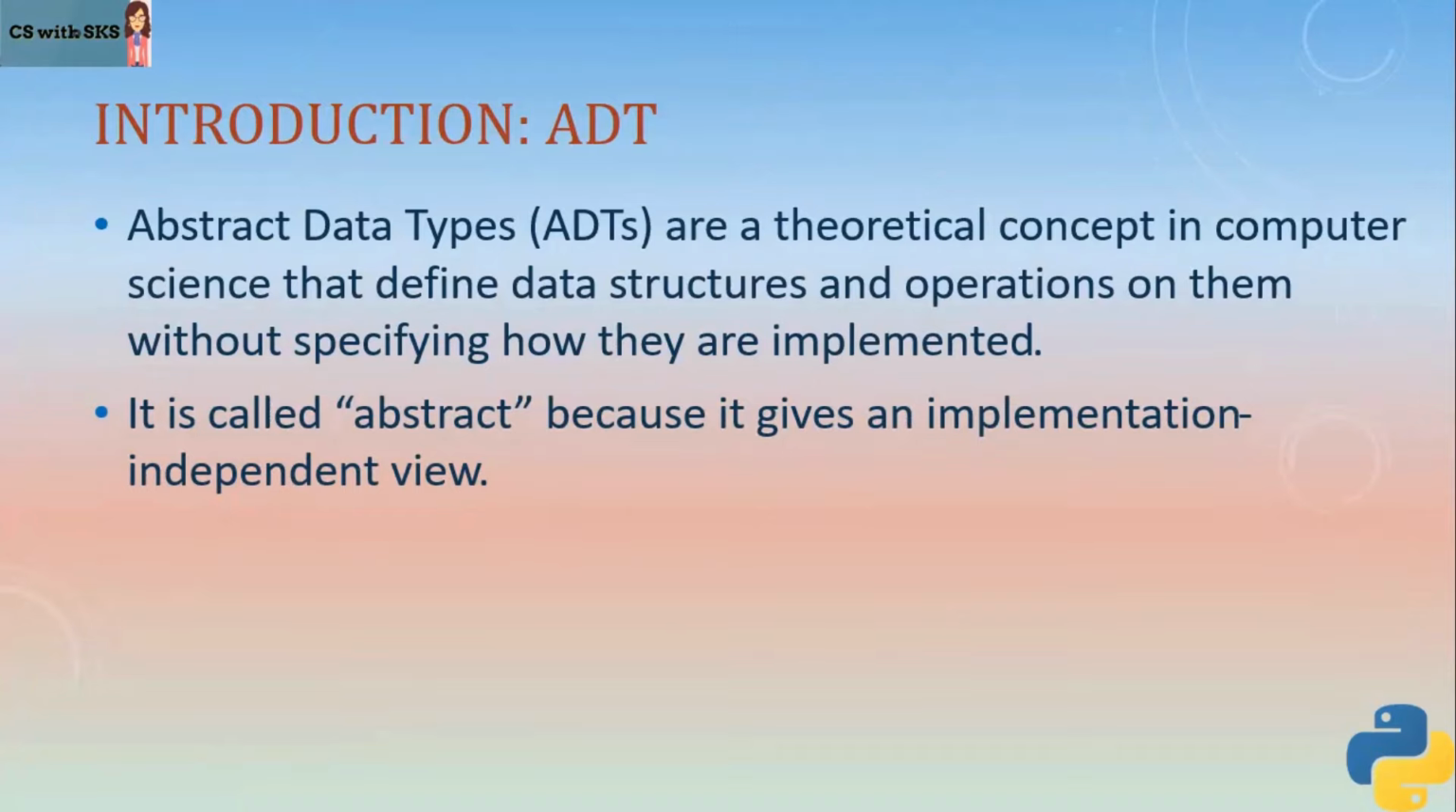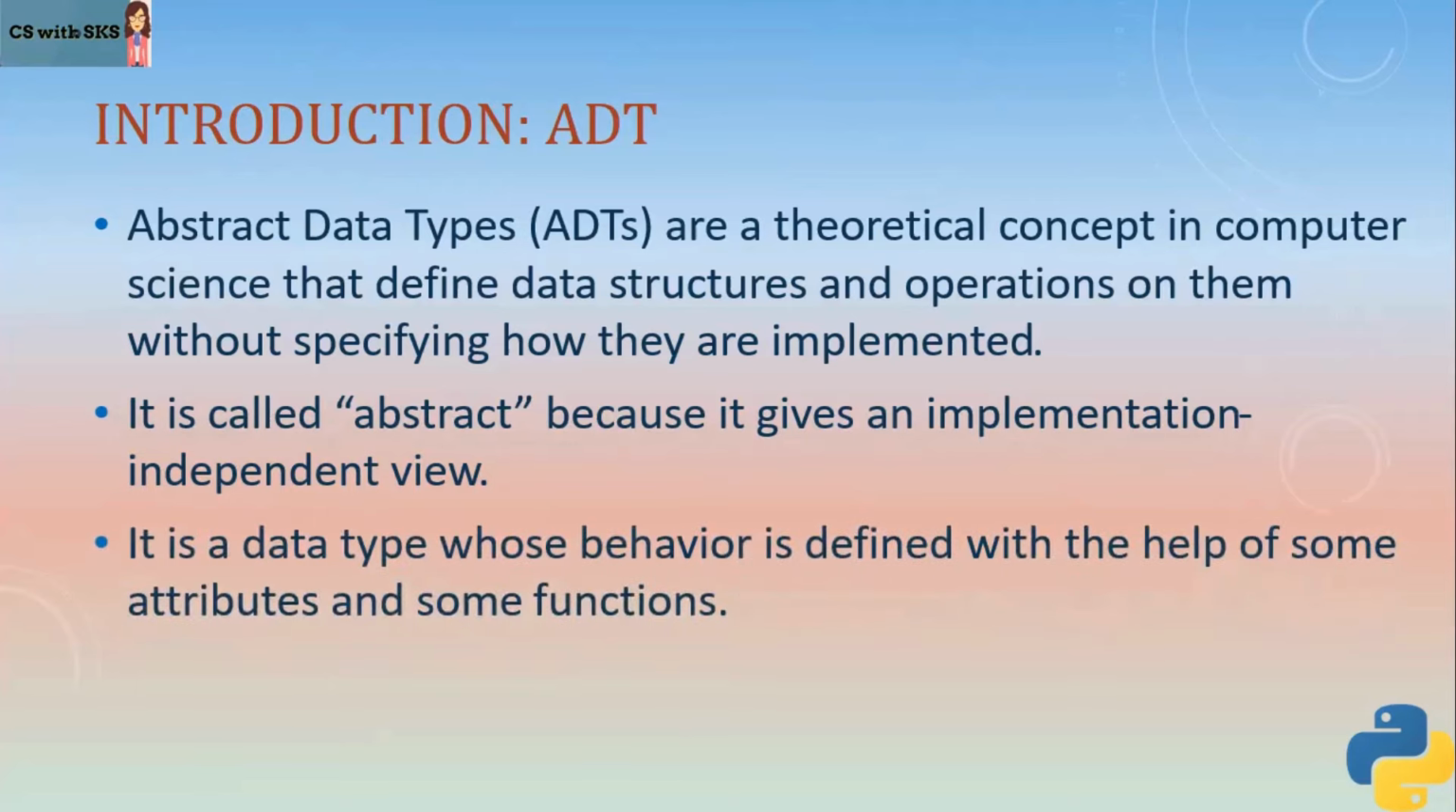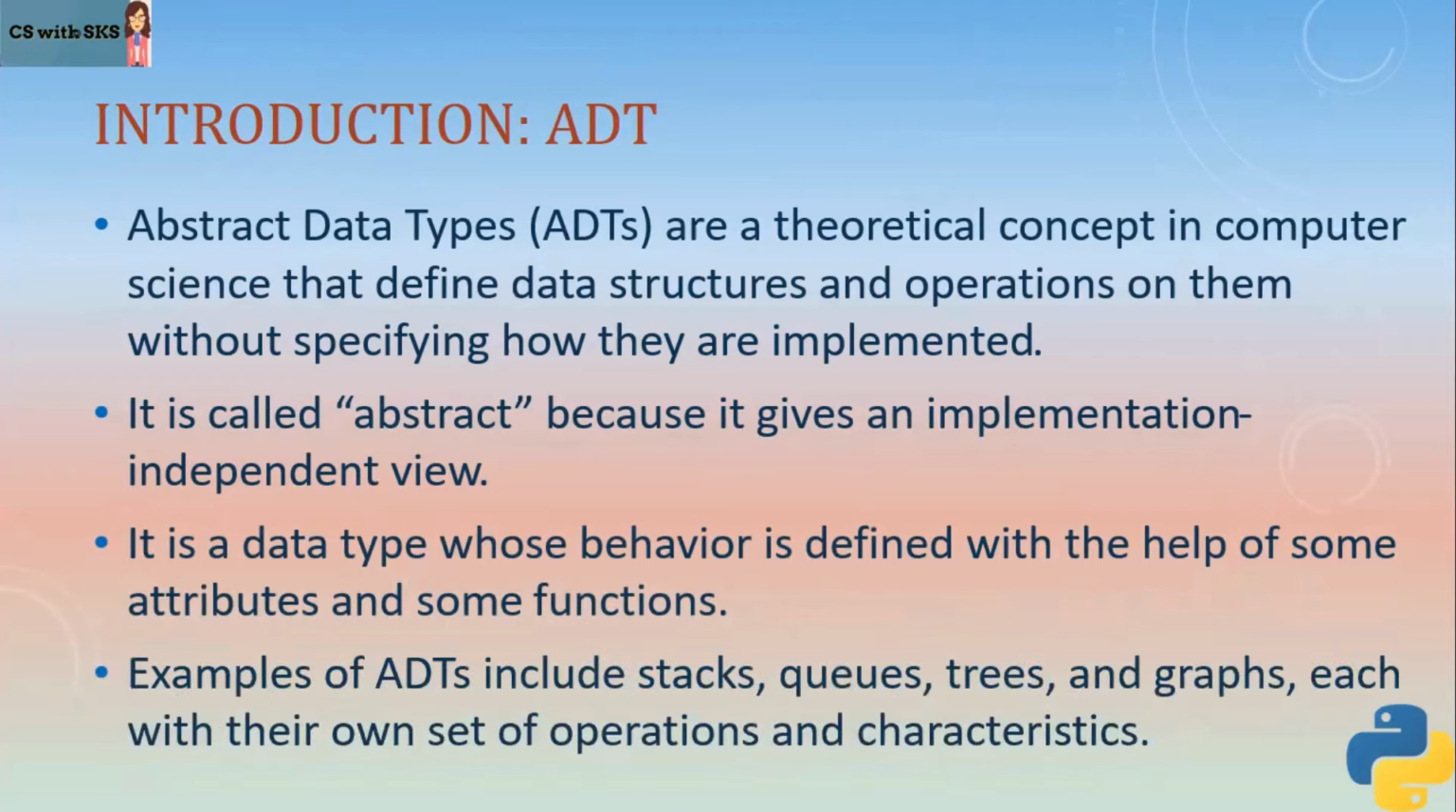All you need to do is define the data structures along with the operations that you want to perform on these data types. So here you define the behavior with the help of some attributes and of course some functions as part of the operations that can be performed on these data types. Some examples of ADTs include stacks, queues, trees, and graphs, etc. Right? So they have their own set of operations defined, and of course, they have their own characteristics.